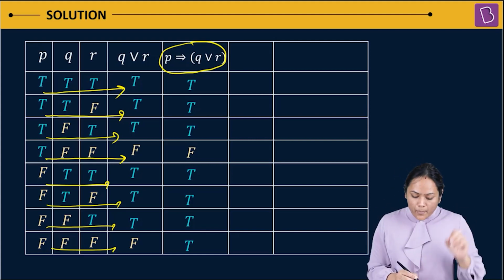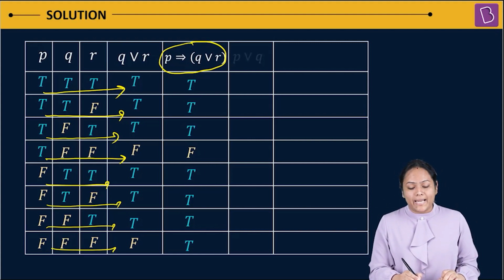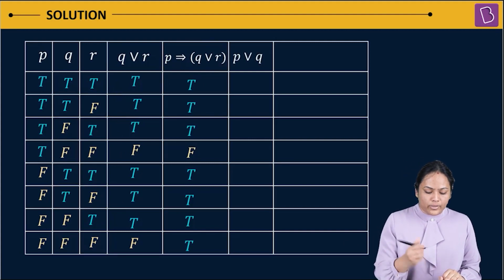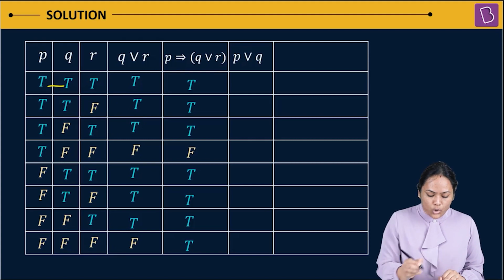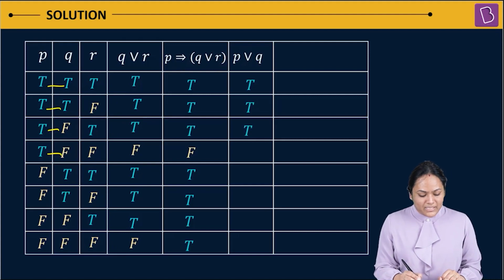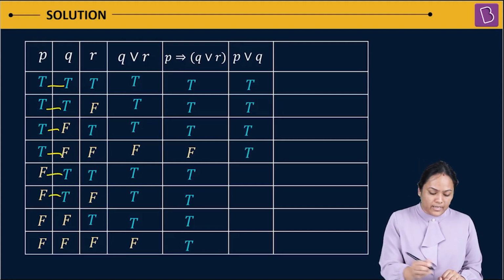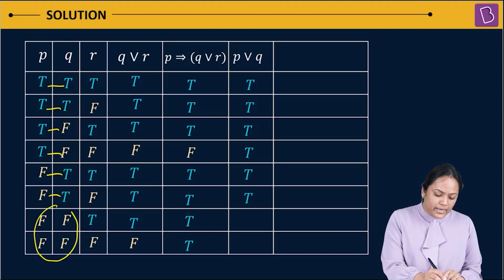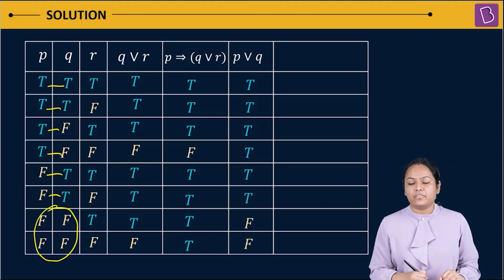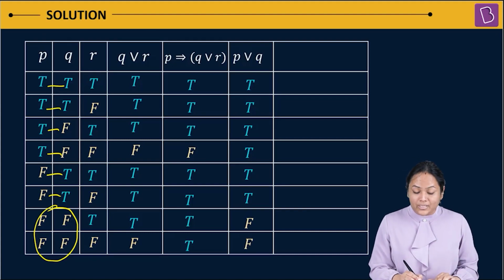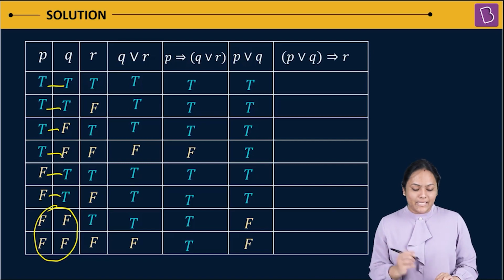Now, checking with the options. First, let's find P or Q. So P or Q is going to give me T or T, which is T. Again, T or T is T. T or F is going to give me T in both the cases. F or T, again T. But lastly, when we have F or F, it's going to give me F. Clear? And now we'll check the first option, that was P or Q implies R.